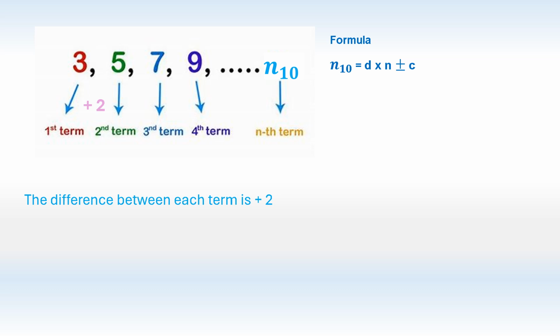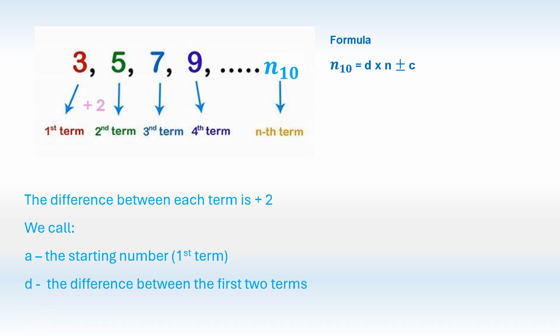Now, we need to use certain terminology in order to work out the rule, and we're going to use this formula. So the first thing we need to know is A is basically the first term. It is the starting number. And D is the difference. That's the difference between the first two terms. And then n is the row that we are looking at. So we need to find the 10th number.